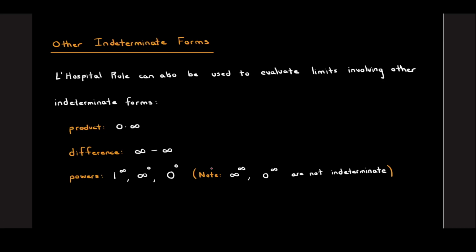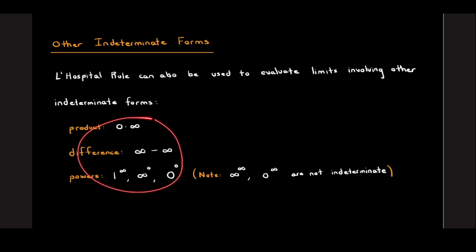Great, so that brings us to the end of this video, in which we introduced the indeterminate forms 0 over 0 and infinity over infinity. And we introduced L'Hopital's rule that helps us tackle these types of indeterminate forms. Now in the next few videos, we're going to take a look at some other indeterminate forms, because it turns out that L'Hopital's rule can also be used to evaluate limits involving other indeterminate forms, like indeterminate products, like 0 times infinity, indeterminate differences, like infinity minus infinity, and also indeterminate powers, like 1 to the infinity, infinity to the 0, and 0 to the 0.